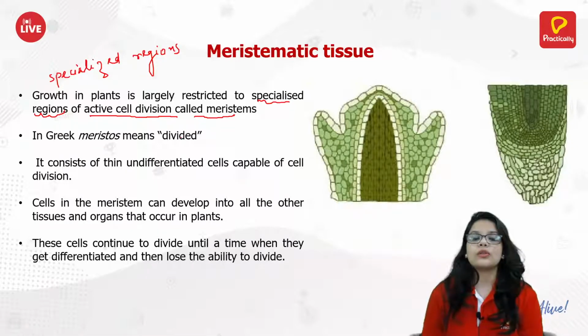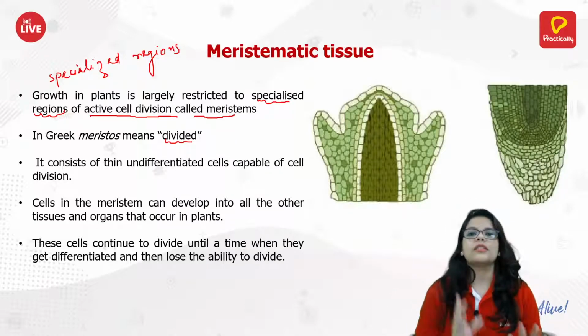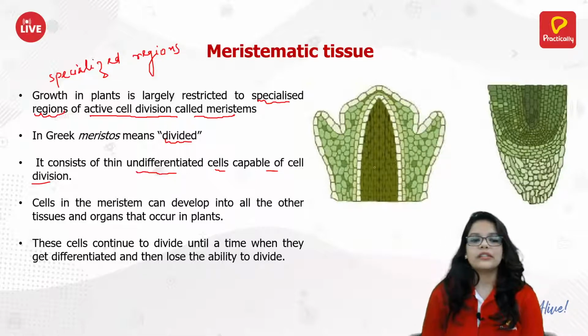In Greek, meristos means divided. So whenever you talk about meristos, that means dividing. It consists of thin, undifferentiated cells capable of division. See, these cells are thin, and they're undifferentiated, and they're capable of dividing. And cells in the meristem can develop into all other tissues and organs that occur in the plant.